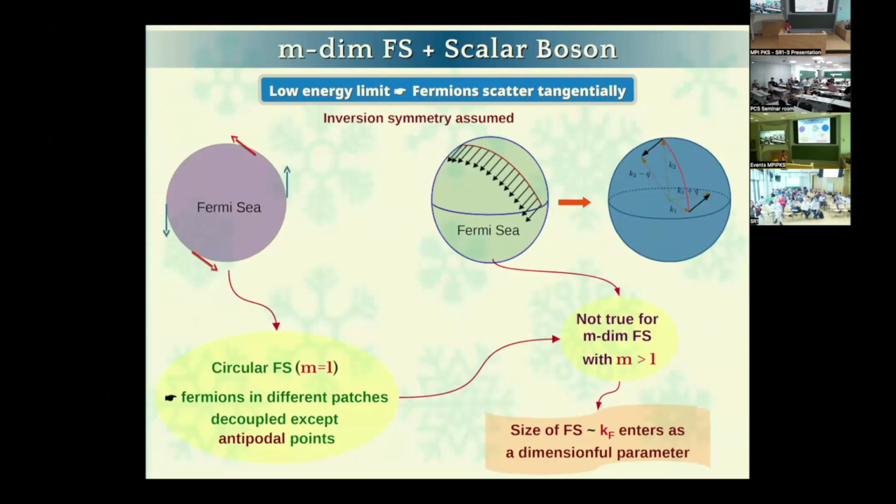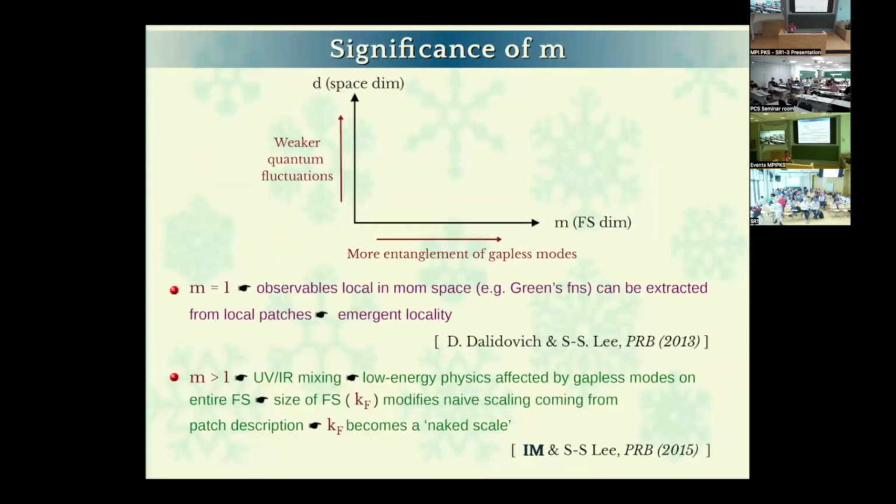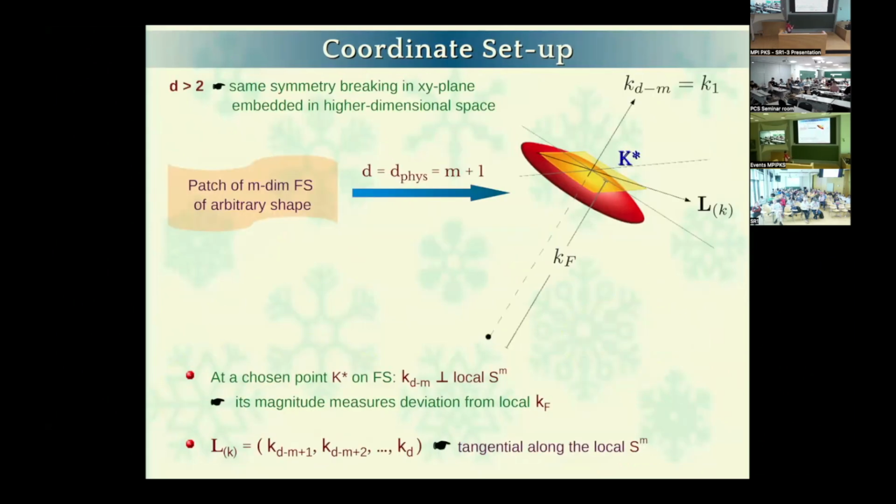So here the slides tell us that for a one-dimensional Fermi surface, the points are completely decoupled, which I told you in the momentum space, whereas for a higher dimensional Fermi surface, it's not. So that's why this UV-IR mixing comes into the picture. Since I don't have much time, I will just tell you the coordinate system that we need to use.